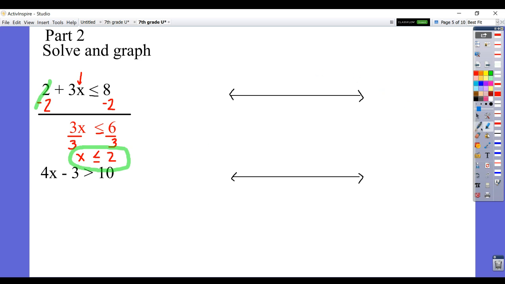Then as far as the graphing goes, we are going to, on our number line, indicate the 2. And we want to show values that are less than or equal to that. Well, less than 2 would be values to the left. Equal to 2 would be values that land right on the 2, so it's a closed circle. So less than or equal to looks like this. Equal to part is right here. That's the closed circle. Less than is here. So this would be the solving. This would be the graphing.